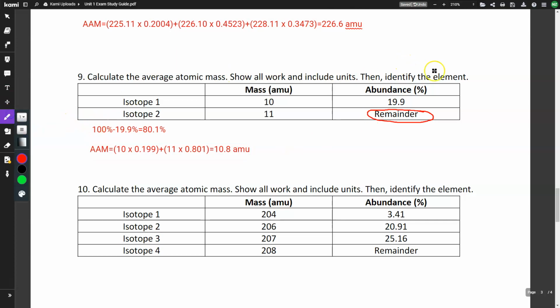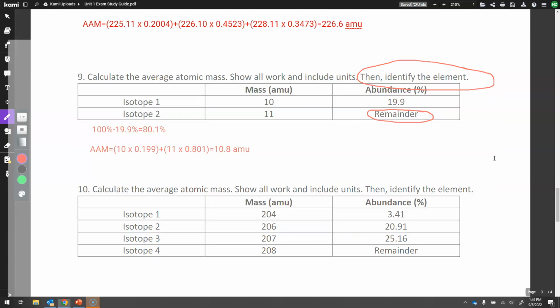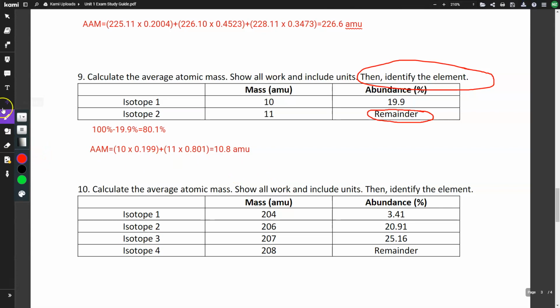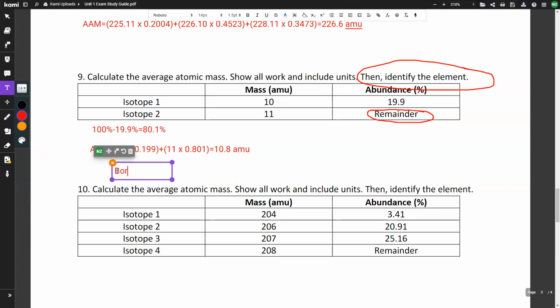Now, this question is different because it says identify the element. So let's pull up our periodic table, and we want to find the element that has the closest match to 10.8. Let's see, 1, 6, 9. Oh, look at boron. Boron is 10.81. That is like a perfect match. So our value here would be boron.